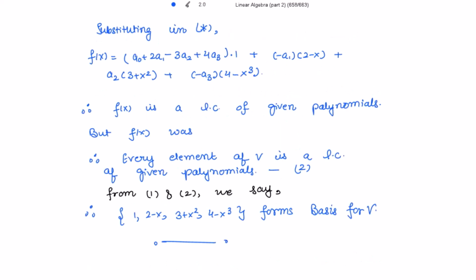So after putting these values in star, I get f(x) to be equal to this. So which means f(x) is a linear combination of the given polynomials, but f(x) was arbitrary, right? Which means every element of V is a linear combination of the given polynomials. Which means the given polynomials are the generators of vector space V. So from 1 and 2, these two results are proved for the basis. So these given polynomials form a basis for V.